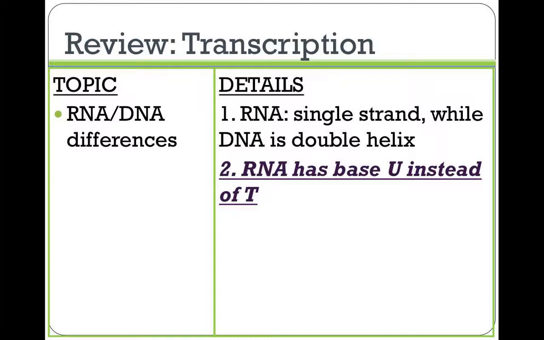A and U will always pair together. C and G will always pair together. It's just how it is. RNA has a different molecule, U, instead of T.